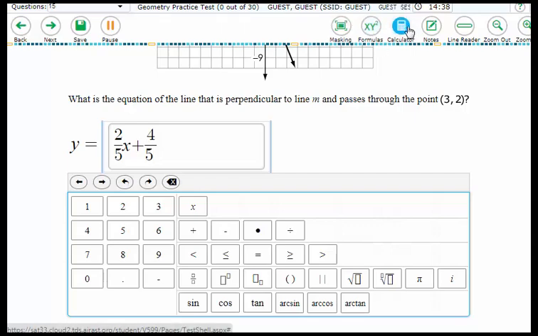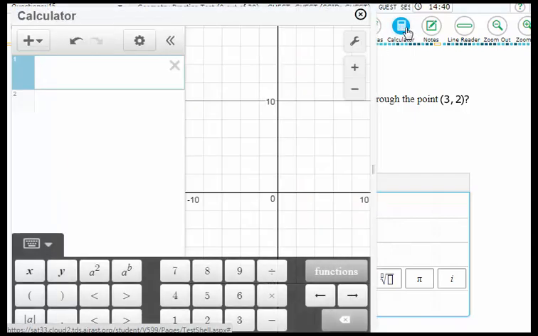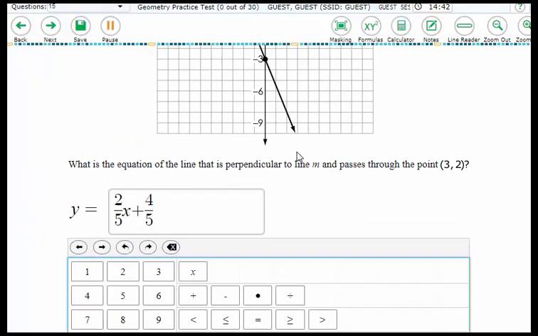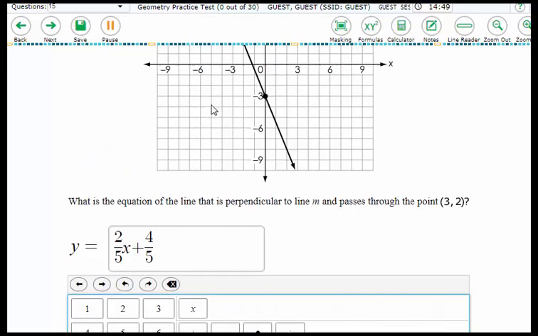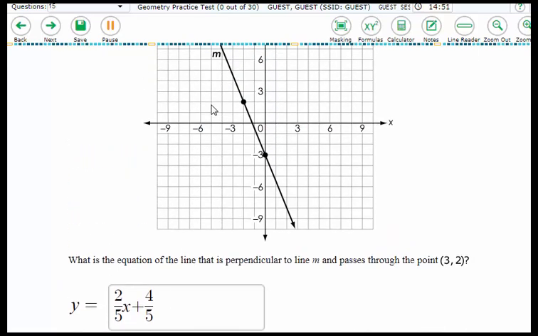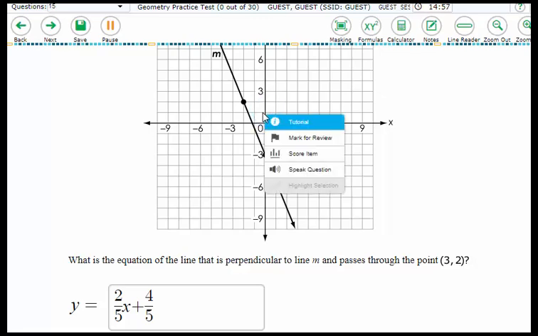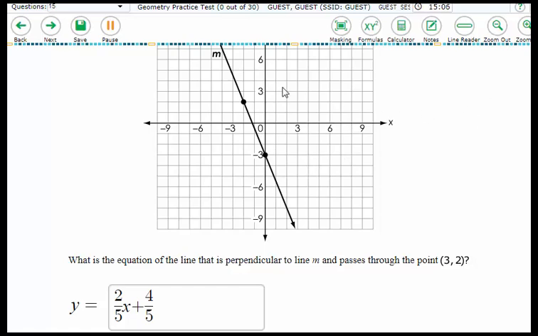You could also graph it in the calculator just to make sure that you have the right one as well. But keep in mind, if you do want to graph on the calculator, you would have to find the full equation, or you could just see what it looks like on here. 4/5 would be about right here. If your slope is 2/5, if you go up 2 and over 5, you see that it will go this direction. And so you're at least on the right track in order to check over your work a little bit.